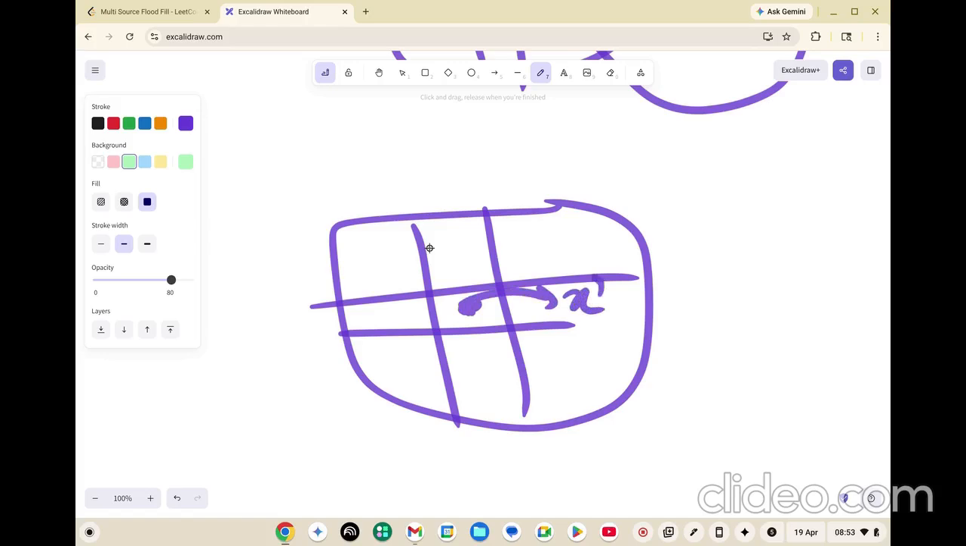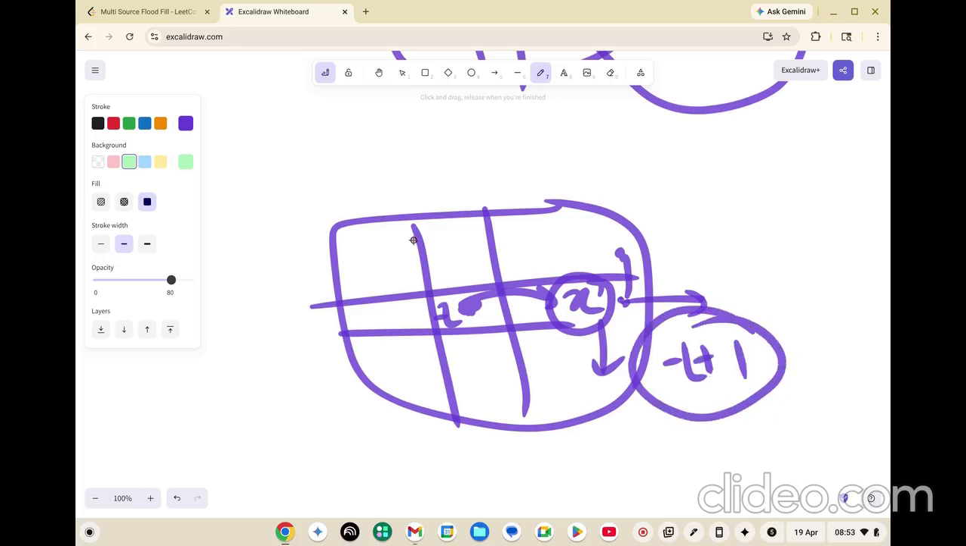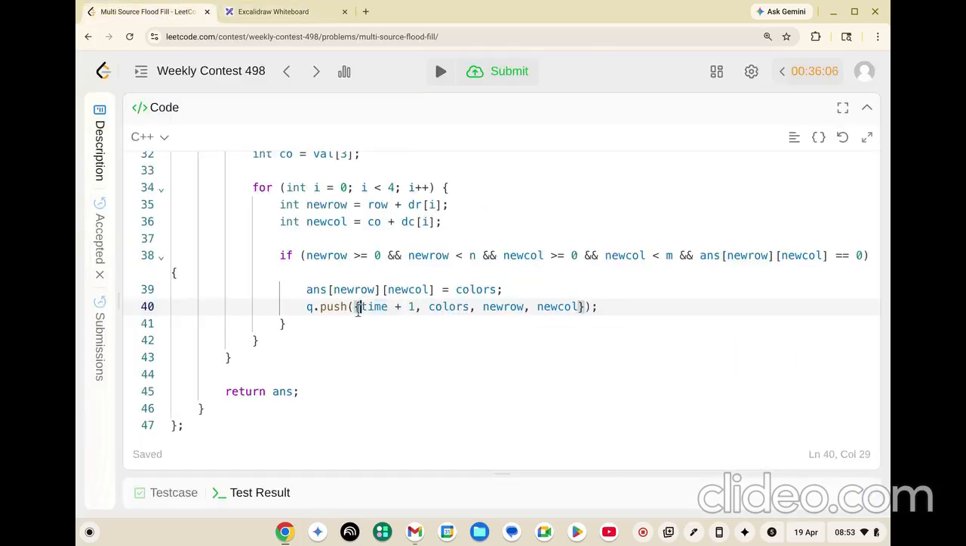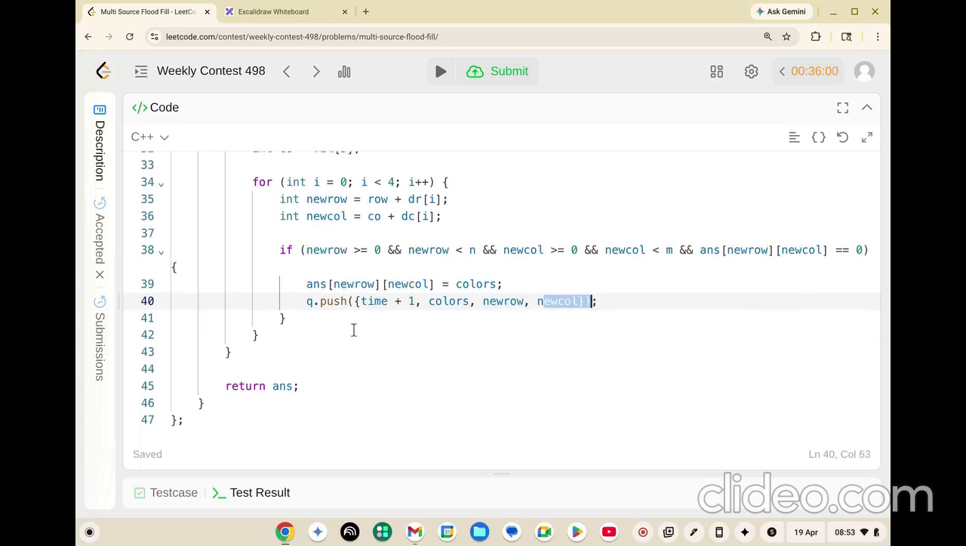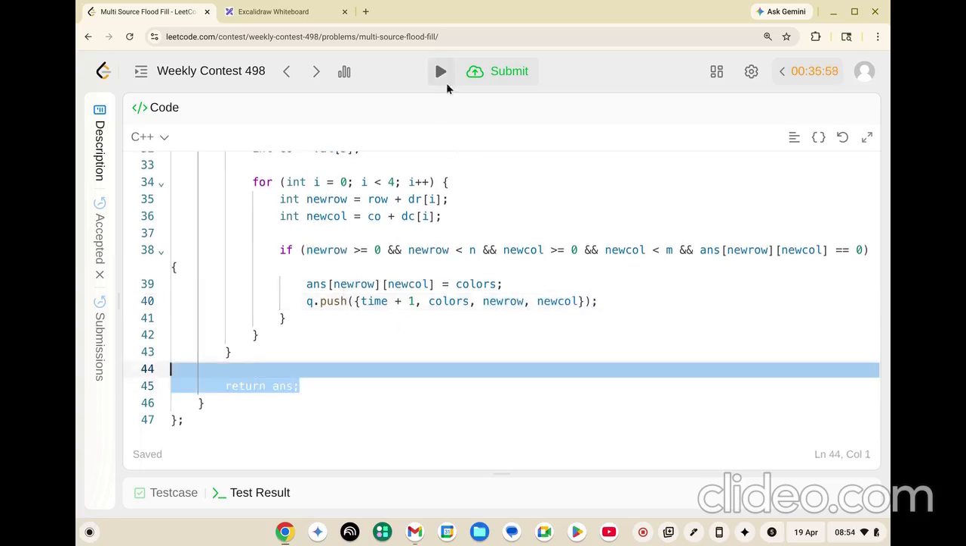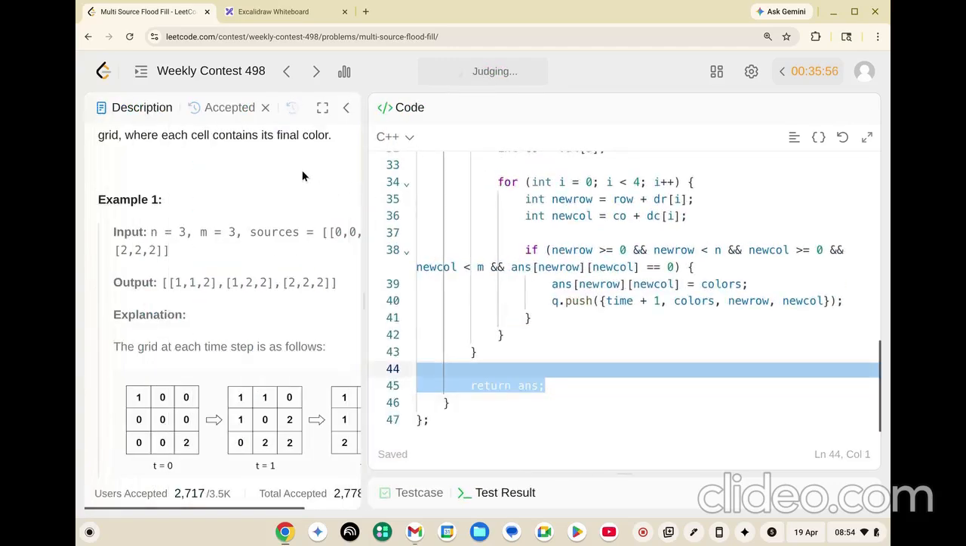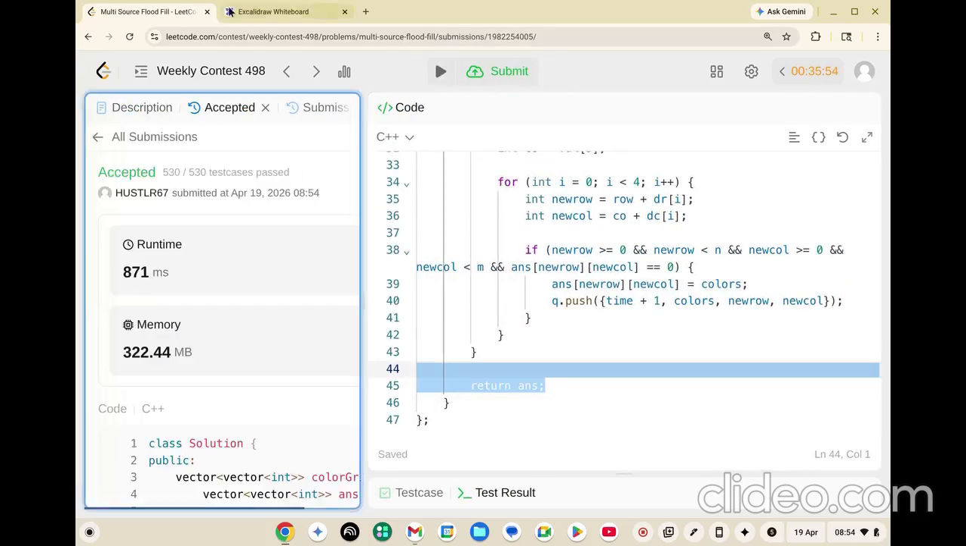What will be the time when this cell has the opportunity to color all its neighbors? Let's say this was at time t, then this will be at time t plus 1. I hope the logic is clear to you, right? So we will push time plus 1, the color, and whatever the new row and new column is as well. And this will be marked as our answer, right? You can try to submit it, it will get accepted. I hope the problem statement was clear.